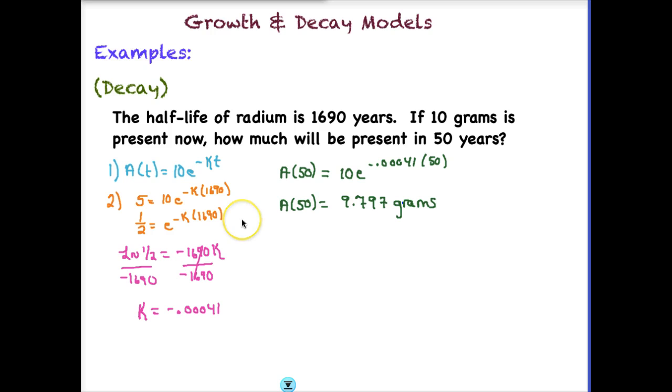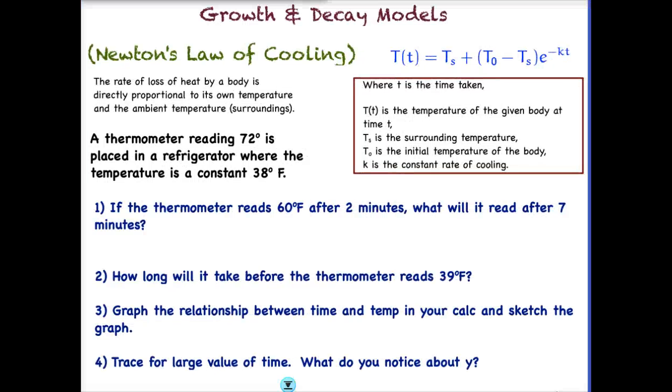So remember, the important thing about these problems is that you're not always given this constant, and you need to find it in order to solve the problems that they give you. Let's look at our last problem, which is Newton's rate of cooling. In this problem here, this is Newton's law of cooling. This is the equation that is used.